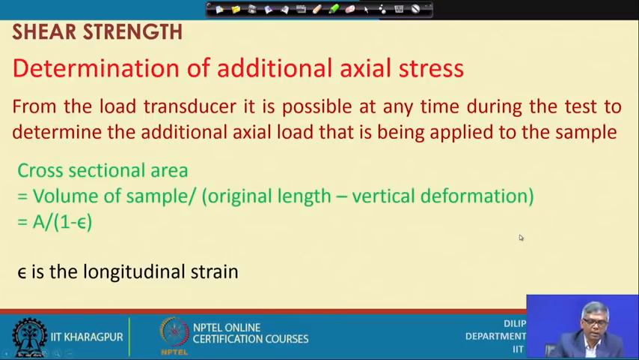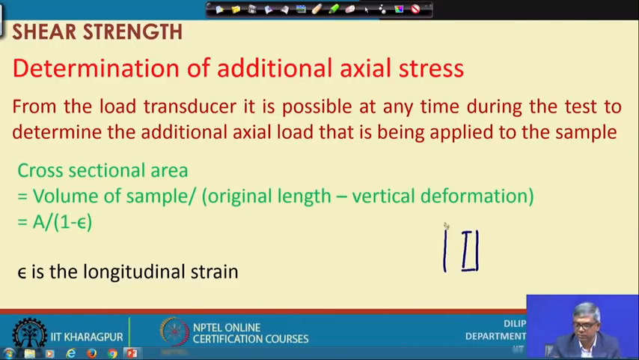Now, determination of additional axial stress. When we apply the cell pressure, that cell pressure will act from all directions equally, even from the top. Suppose this is the sample, and this is the chamber, and if I give pressure, suppose sigma 3, here, sigma 3 will be acting in all directions.